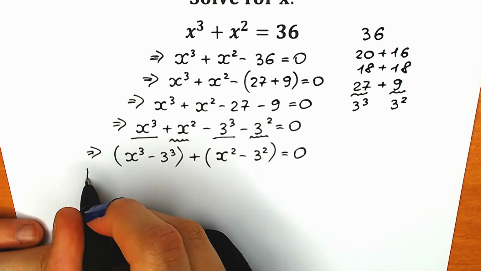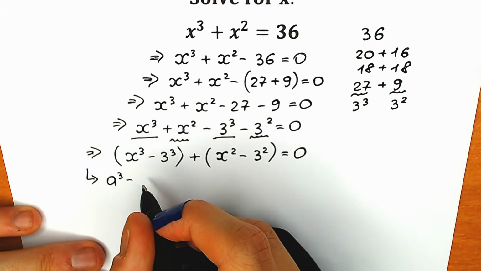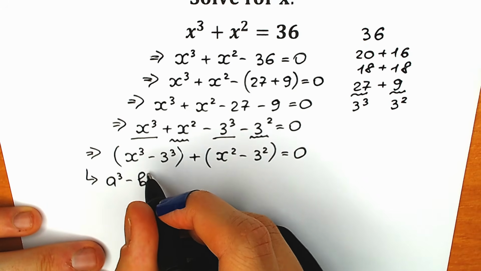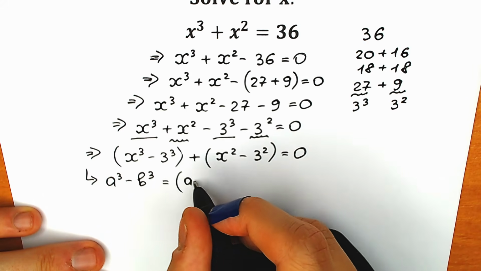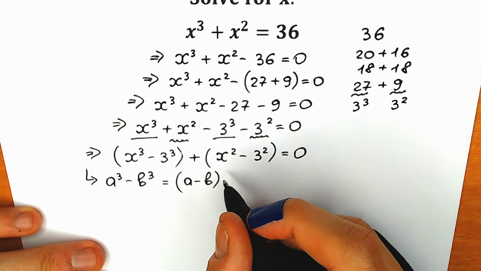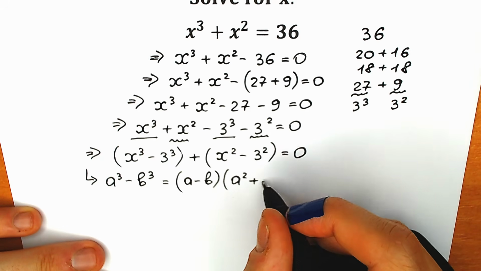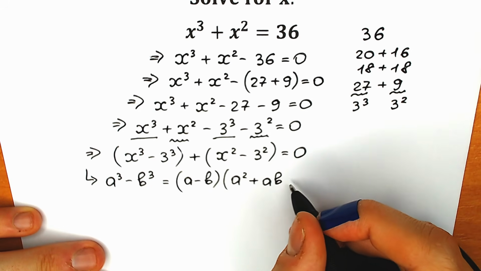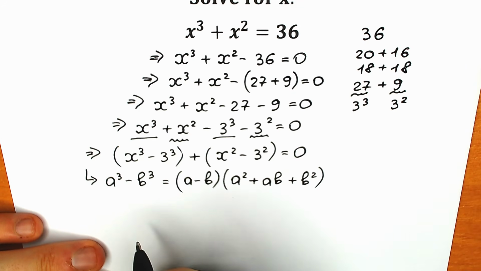So for example, let's remember first of all the difference of cubes. So a cubed minus b cubed equals, according to our formula, (a minus b) times (a squared plus ab plus b squared). Okay, this is our formula, the difference of 2 cubes.